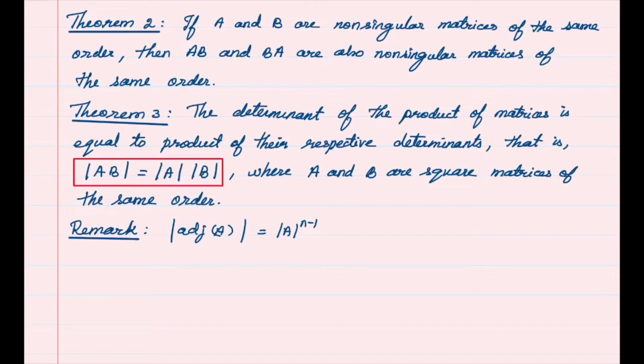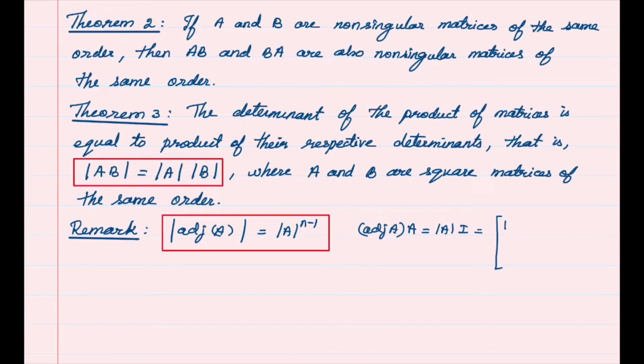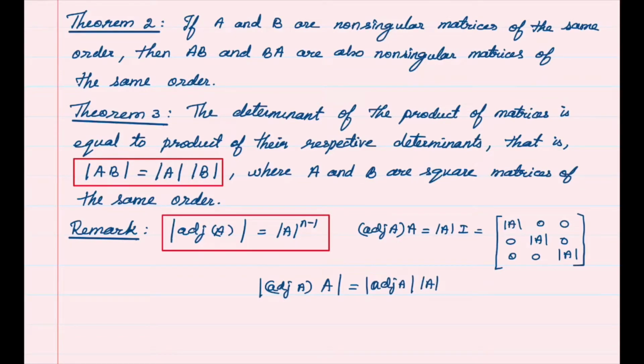Remark, determinant of adjoint of A is determinant of A whole raised to n minus 1, where n is the order of matrix A. Consider a 3 by 3 matrix A. We know that adjoint of A into A is determinant of A into I, which is determinant of A, 0, 0, 0, determinant of A, 0, 0, 0, determinant of A. If we find the determinant value of adjoint of A into A, this becomes determinant of adjoint of A into determinant of A by theorem 3, and this is equal to determinant of determinant of A, 0, 0, 0, determinant of A, 0, 0, 0, determinant of A.